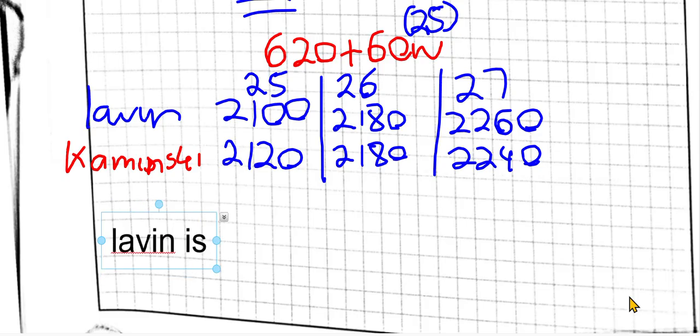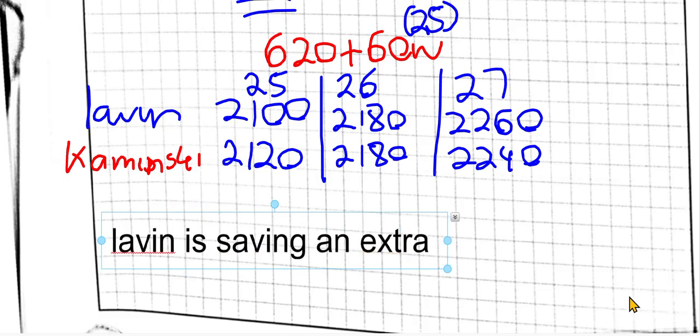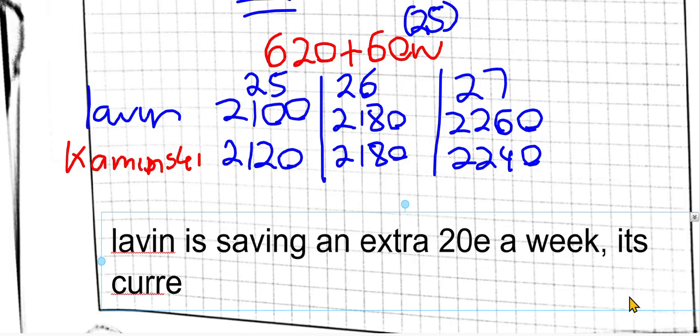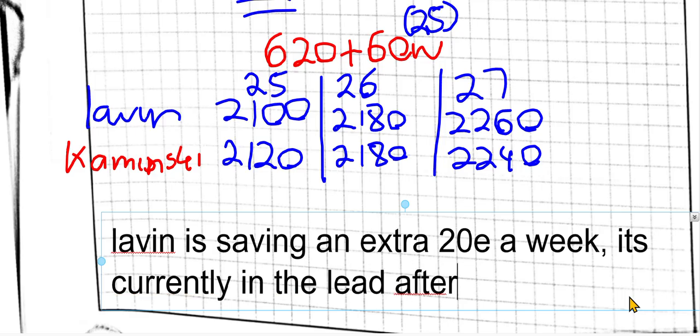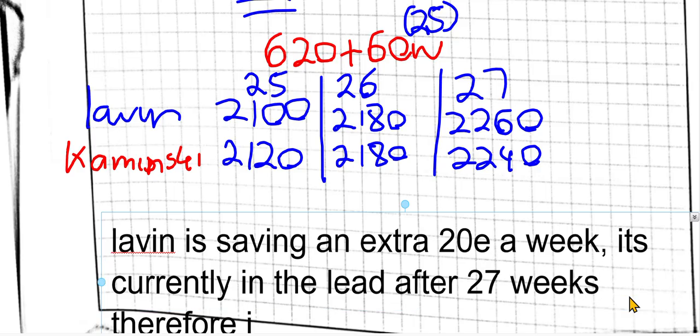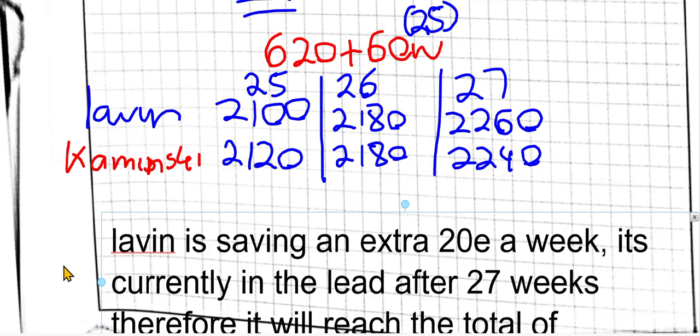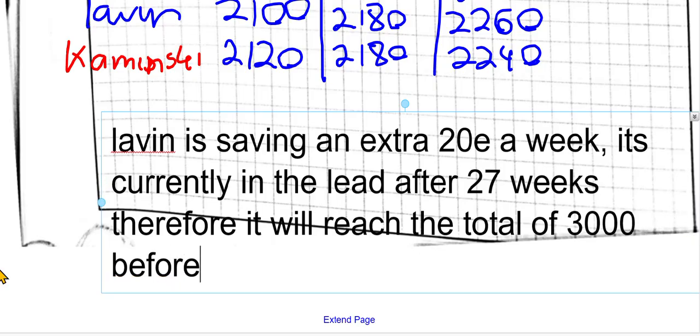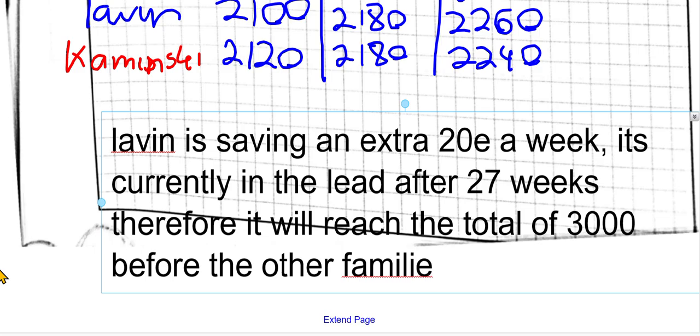Lavin is saving an extra 20 a week. It's currently in the lead after 27 weeks. Therefore, it reached a total of 3,000 before the other families. Is that okay?